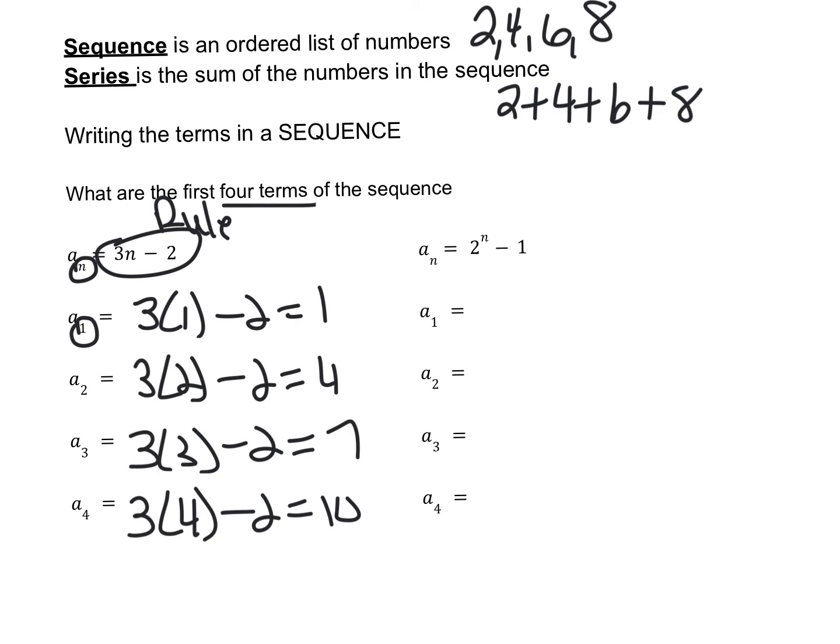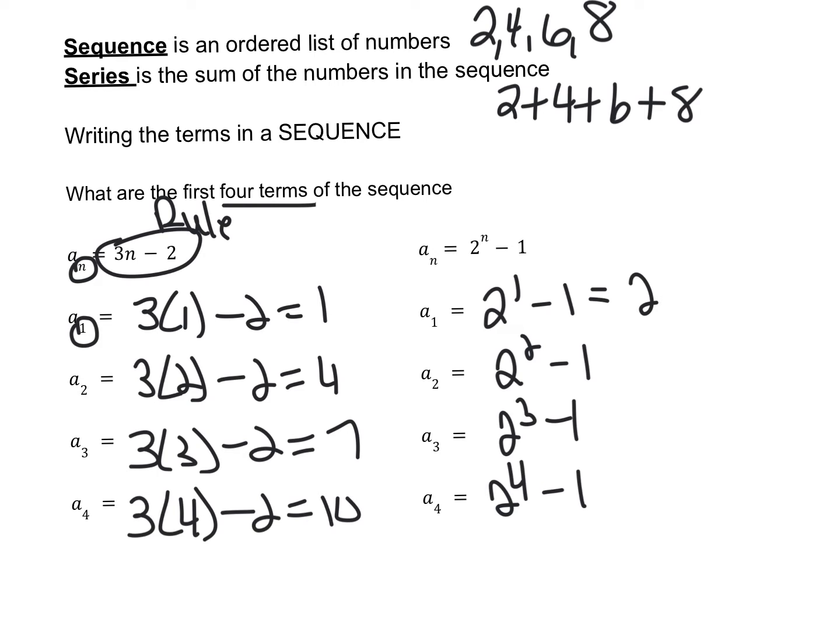We're going to do the same thing. We're going to take out n and put in 1. So we'd have 2 to the first minus 1, 2 to the second minus 1, 2 to the third minus 1, 2 to the fourth minus 1. And then we just evaluate. 2 to the first is 2, 2 minus 1 is 1. 2 squared is 4, 4 minus 1 is 3, 2 to the third is 8, 8 minus 1 is 7, 2 to the fourth is 16, 16 minus 1 is 15. So we're just plugging in each n value to find that term in the sequence.